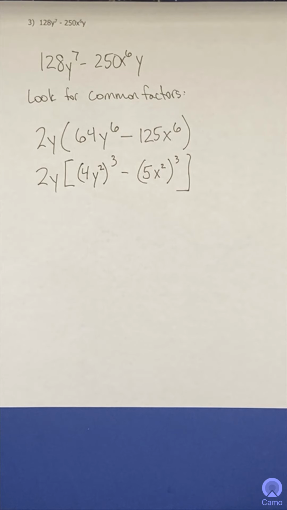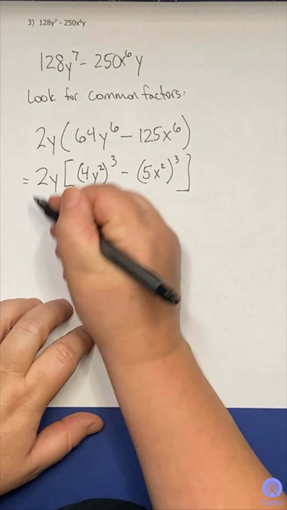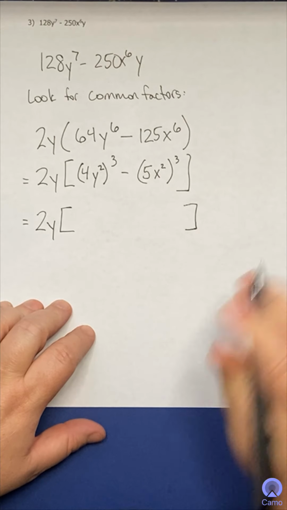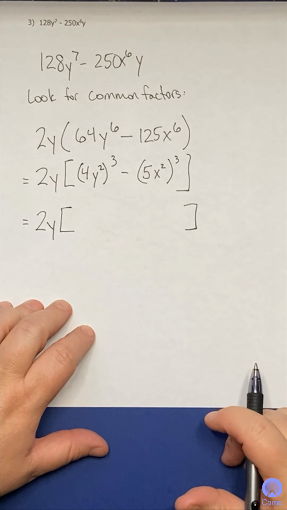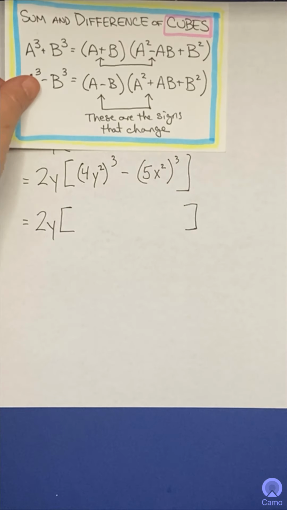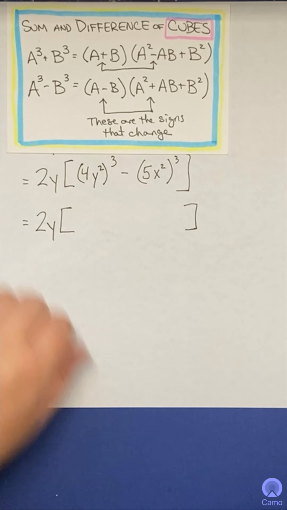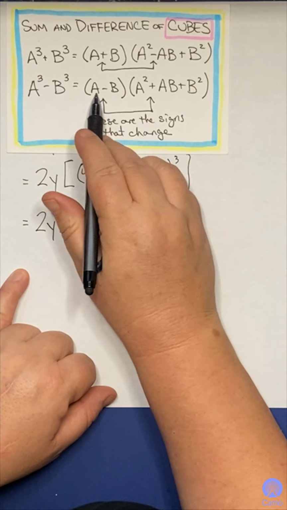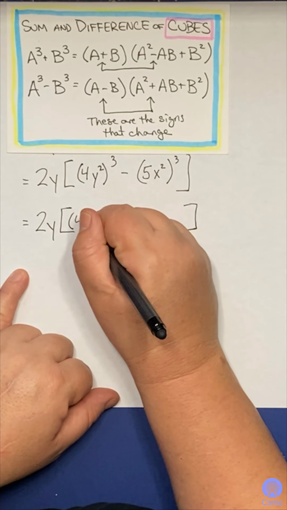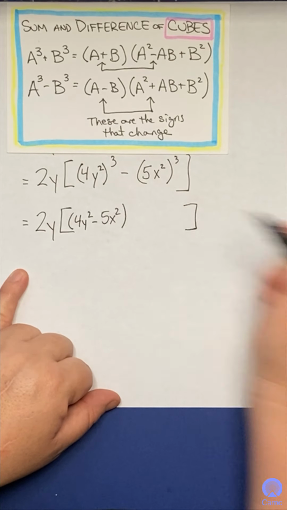So now this is complicated, but it doesn't have to be hard. You just have to be careful. I'm going to leave the 2y on the outside because that's part of the factoring. And then I'm going to remind myself of the formula. Now this one is the minus one, right? So I'm in the second one. So my first short factor is just the difference of those two without the cubes. So 4y squared minus 5x squared. Okay, that's the first term.